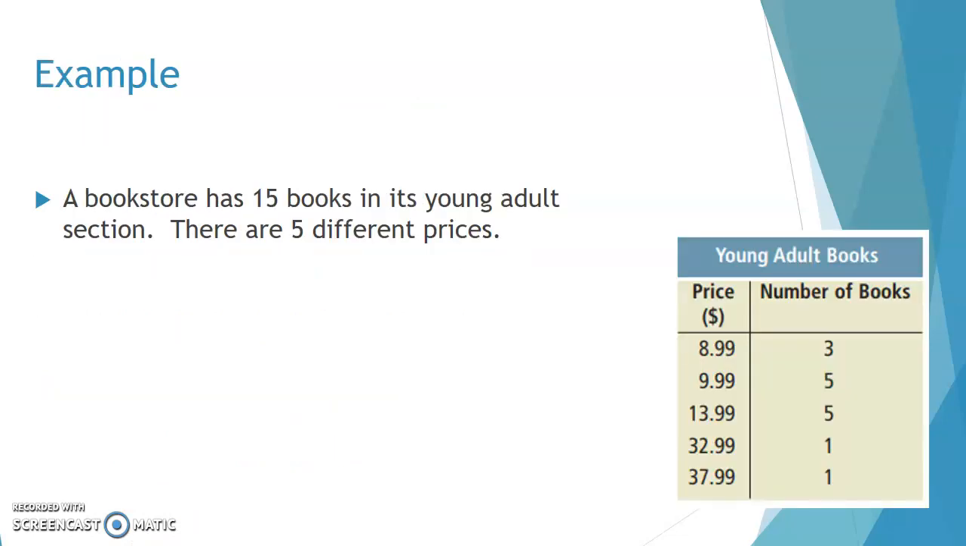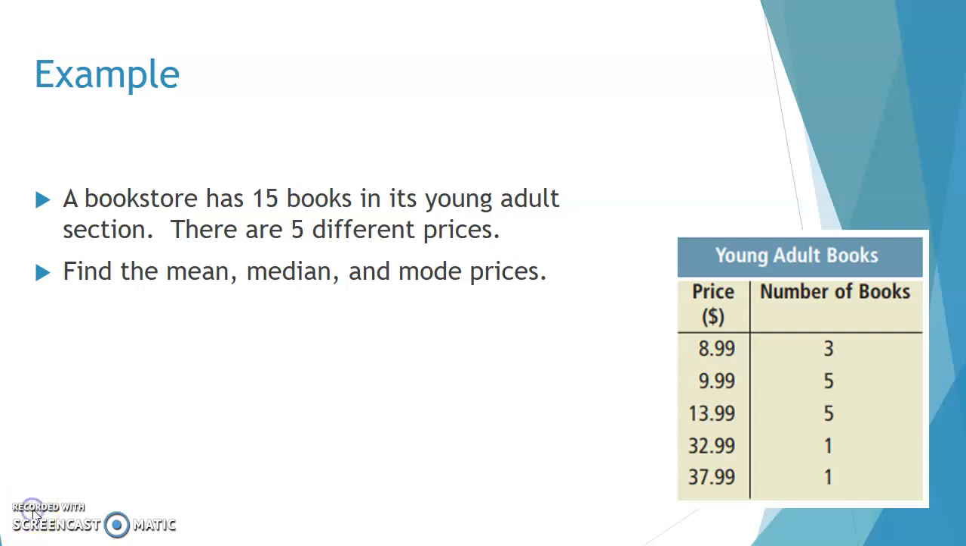We're going to take a look at another example. Here we have a bookstore that has books in its young adult section, and in the table over here you can see that there are different prices, and we can see the number of books that have that price. So I'm going to have you pause the video again and take a moment to find the mean, median, and mode prices.